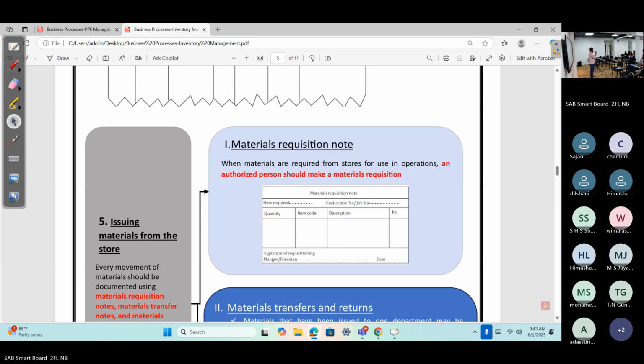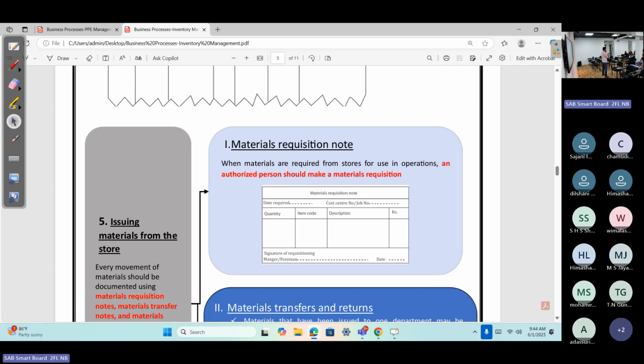Recording. For recording, first we are using bin cards. Nowadays, computerized inventory systems are used. Second one, identification. For that, inventory codes are given to easily identify the item in order to save time.